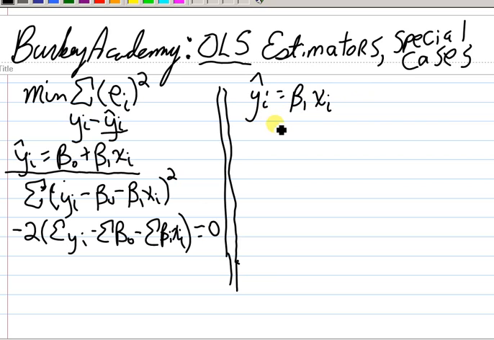I said, well, let's just go through the same steps that we're going through anyway, and let's see what happens here. What you do is you still want to minimize the sum of the squared residuals, and a residual is still the actual minus the predicted. Now the predicted is just this thing instead of this thing.